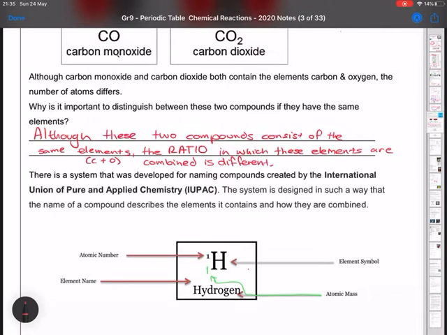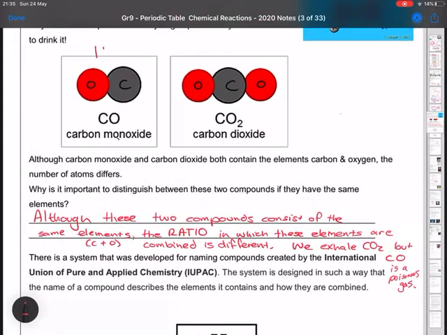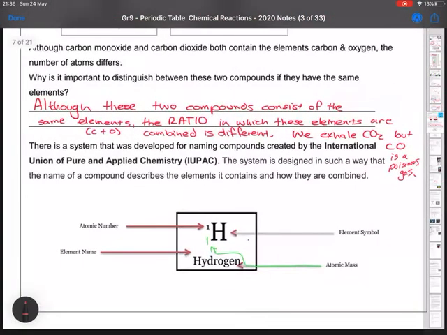Okay, so like I said, we exhale carbon dioxide, CO2, but carbon monoxide, CO, is a poisonous gas. Right, so by ratio, here we've got a 1-to-1 ratio for carbon to oxygen, whereas here for carbon to oxygen, we've got a 1:2 ratio. So 1 carbon, 2 oxygens, whereas here we've got 1 carbon, 1 oxygen. That's what I mean by the ratio.